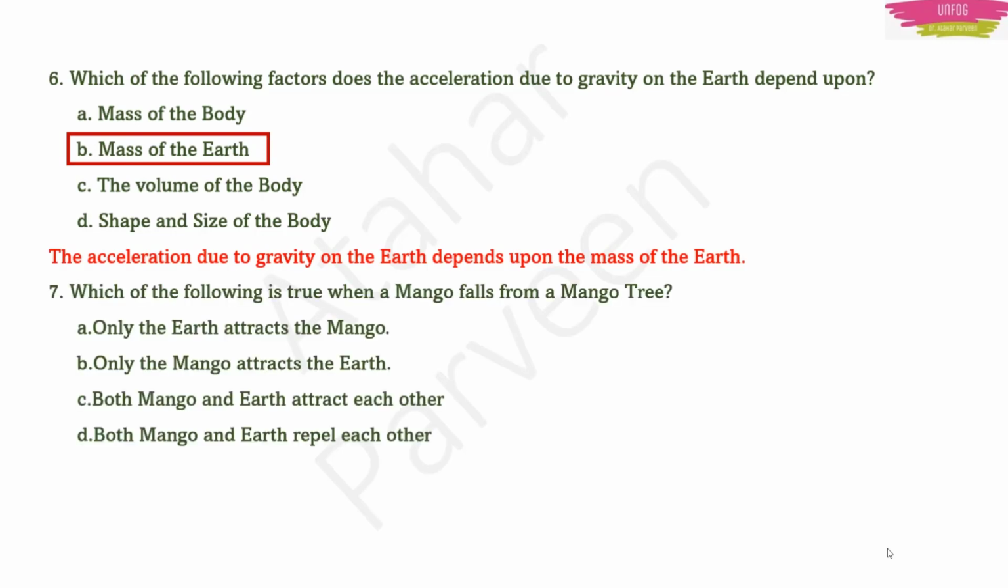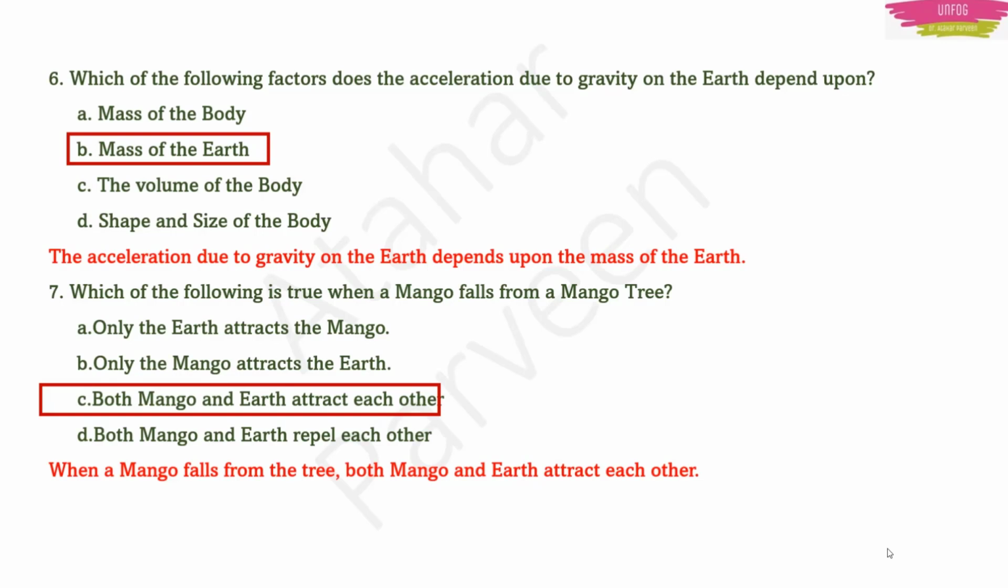Okay. Next question. Which of the following is true when a mango falls from a mango tree? If a mango is falling from a mango tree, which one of these given four statements is true? They are telling only the earth attracts the mango, only the mango attracts the earth, both mango and earth attract each other, both mango and earth repel each other. Of course, when a mango falls from the tree, both mango and earth attract each other, but because the mass of the earth is very much heavier than the mango, that's why the mango will go towards the earth. Okay. So, option C will be the right answer.